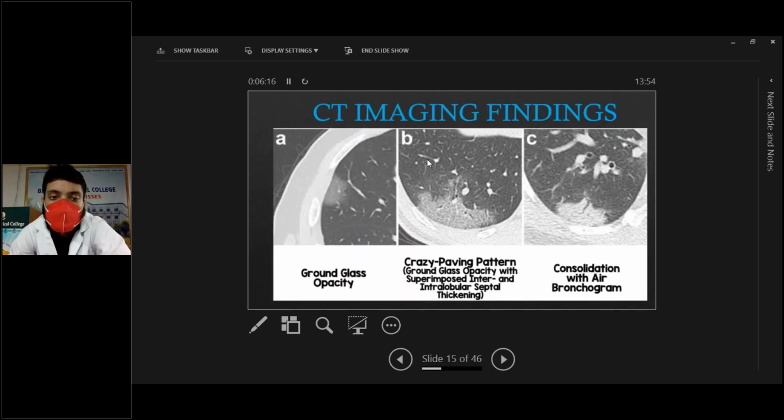So here are the various imaging findings. The first thing is ground glass opacity. So what's a ground glass opacity? It's a haziness in the lung field which appears like this.